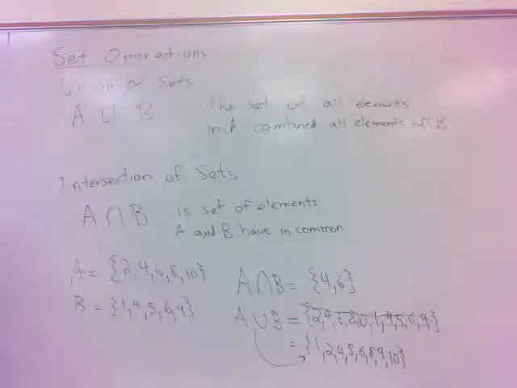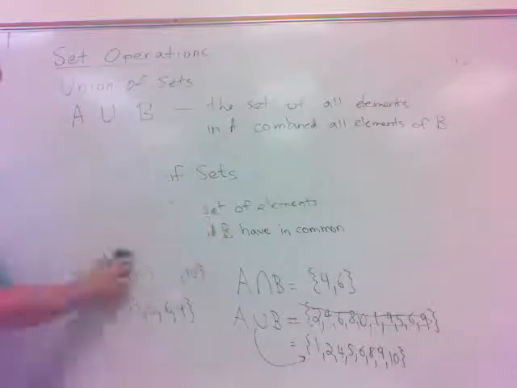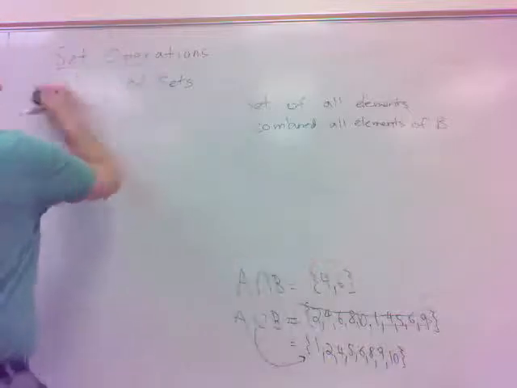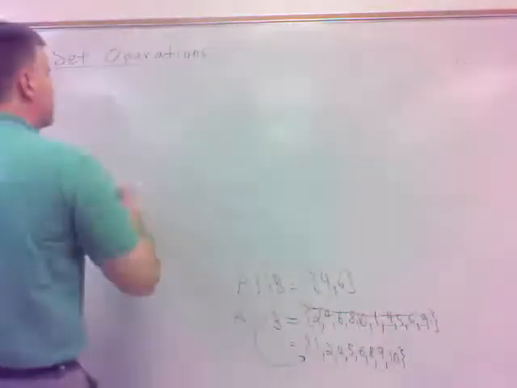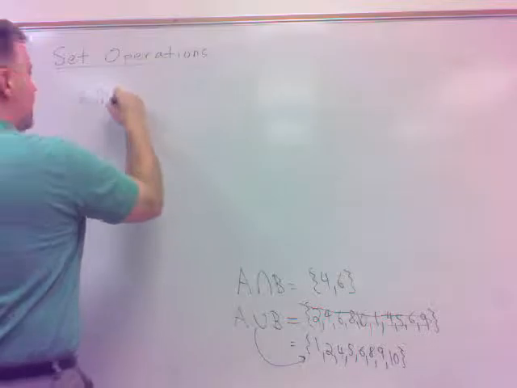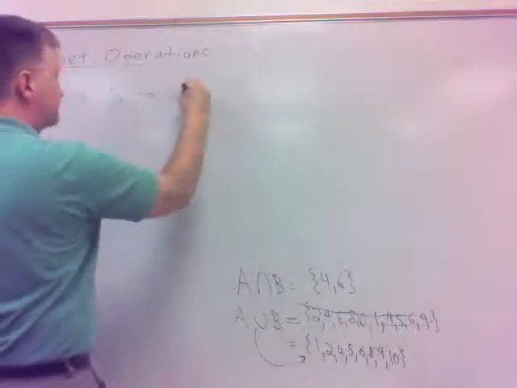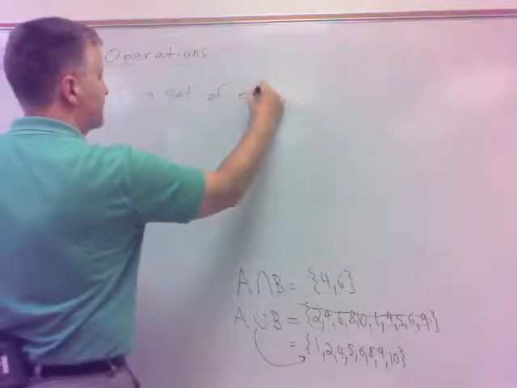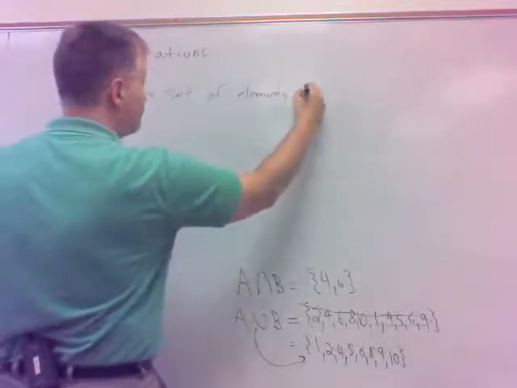The other thing let me mention for later on down the line is another alternative definition for intersection and union. It's fine to remember it that way, but this may also be the way the book puts it, so let me write it up here this way too. A intersection B is a set of elements. The intersection is a set of elements in A and in B.